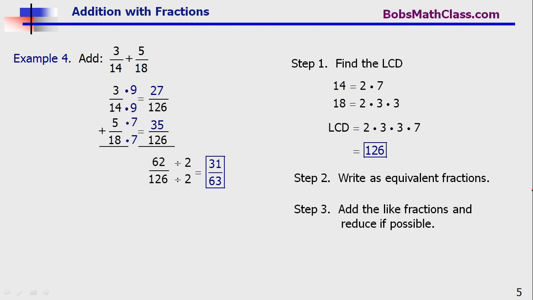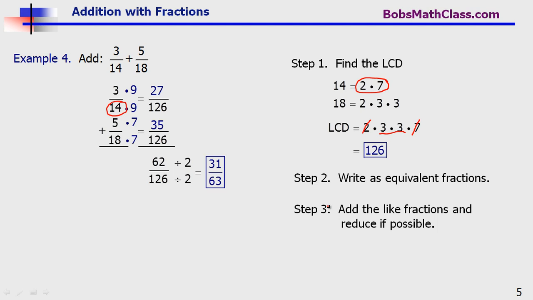Okay, so let me just go back to this again. Here's the 14, right? 14 is 2 and 7. So cross out the 2 and 7. And then what's left? The 2 3s. Multiply that. That's got to be this number.